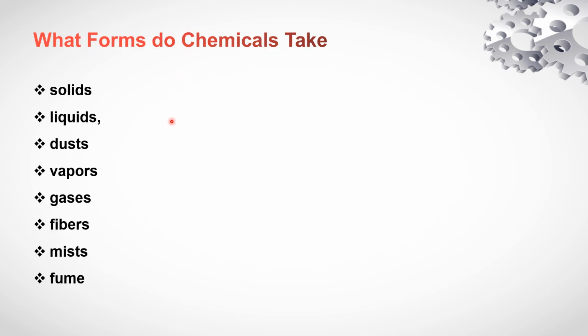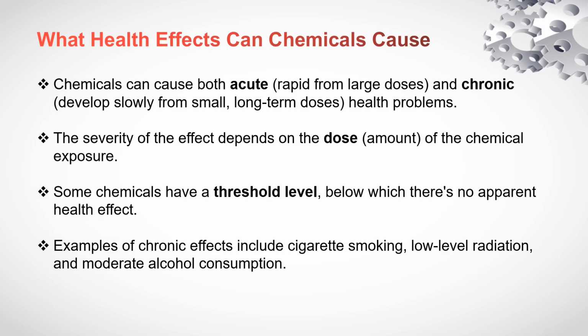So, what forms do the chemicals take? Plentiful forms, believe it or not. They can take solid form, liquid form, and be present as dust, vapors, gases, fibers, mist, and fume. And what kind of effects do the chemicals cause? Chemicals can cause acute effects, or should I say rapid, from large doses, and chronic effects, which develop slowly from small long-term doses, altogether long-term health problems.